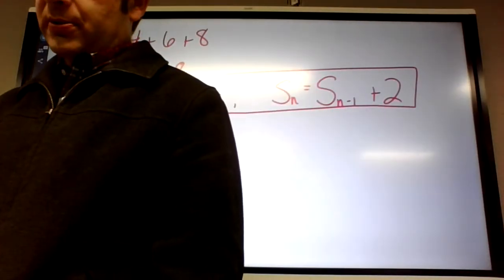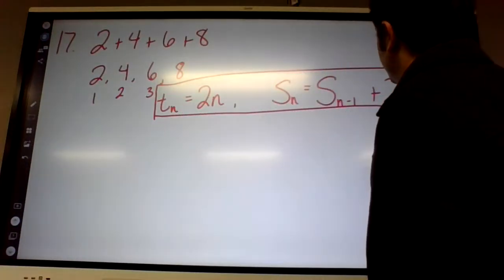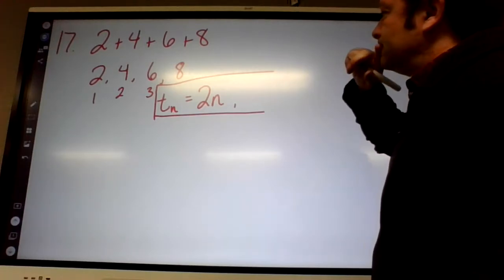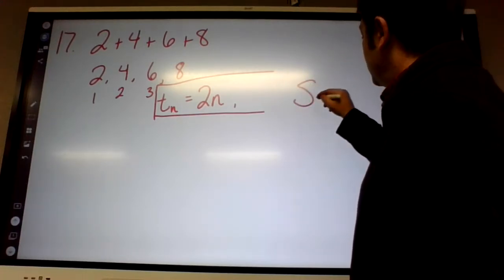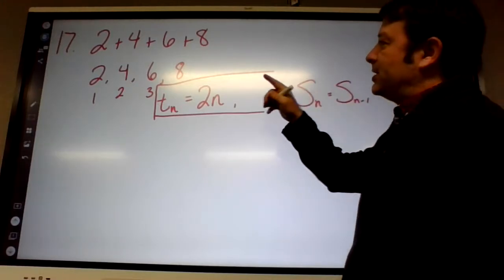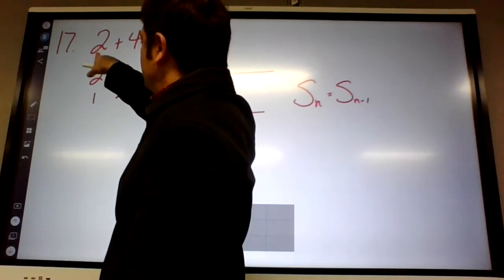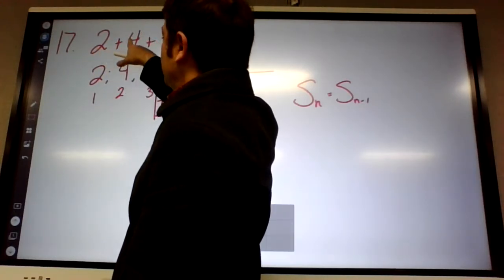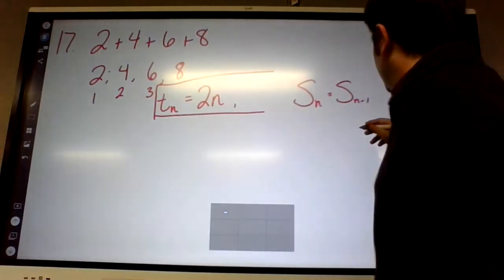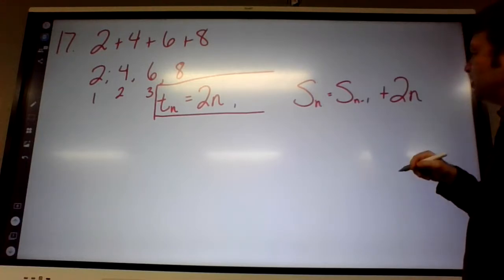Oh, no, that's not right. That's wrong, my bad. That would be the recursive definition, but that's not the sum. Let me try that again. S sub n equals S sub n minus 1. So the sum is not going to be just 2, 4, and 6. The sum is 2 for the first term. It's actually 2 plus 4, 6 for the second term. So we're not just adding 2, we're adding 2n.